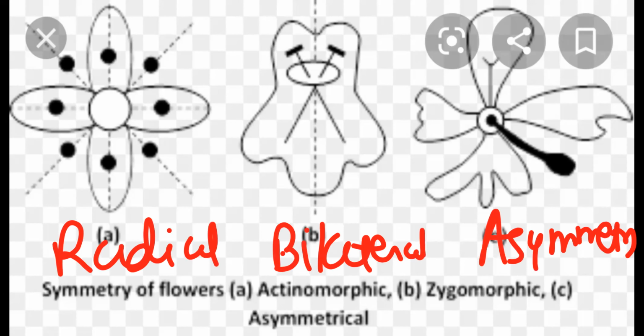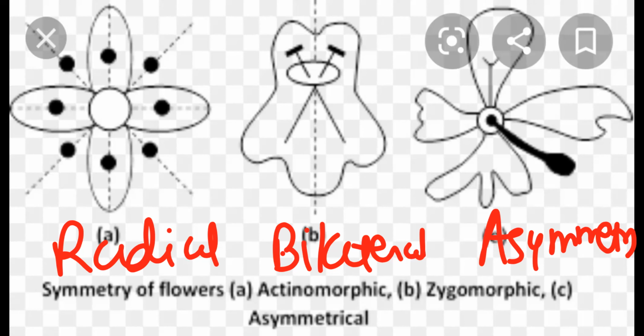Can anyone quickly tell me? Raise your hand first of all. What is radial symmetry? Can anyone explain? Bolo Jugal. Hello, ma'am. Radial symmetry is that symmetry in which we can cut the body in more than one plane, passing through the middle center, and dividing the body into two equal halves. Yes, two equal halves. Excellent, correct.